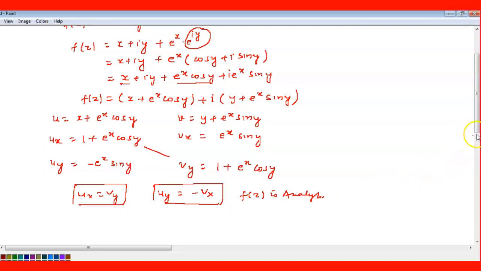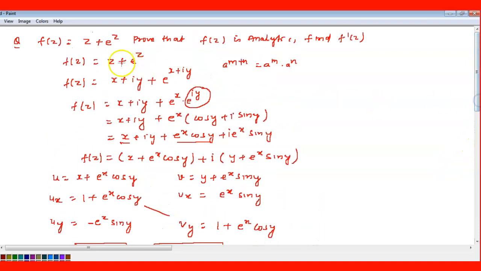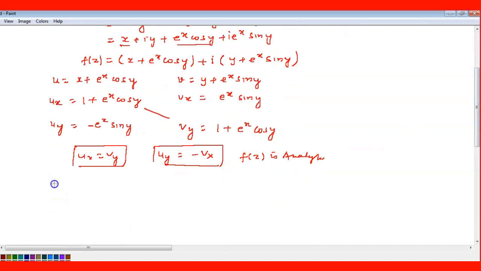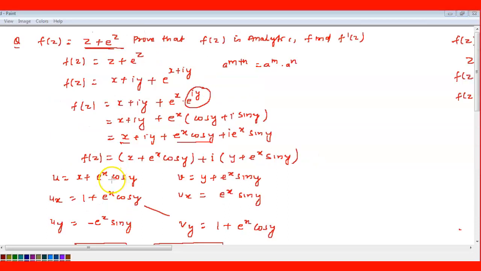And if you want to find the f dash of z, just differentiate what is given here. If you know that this function is differentiable, we can write f dash of z is equal to z differentiation is 1 and e power z differentiation is e power z only. So the next question is given here.